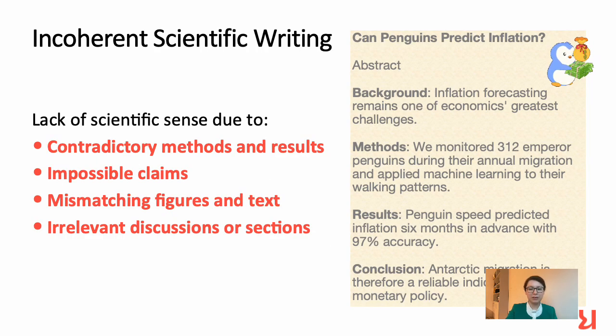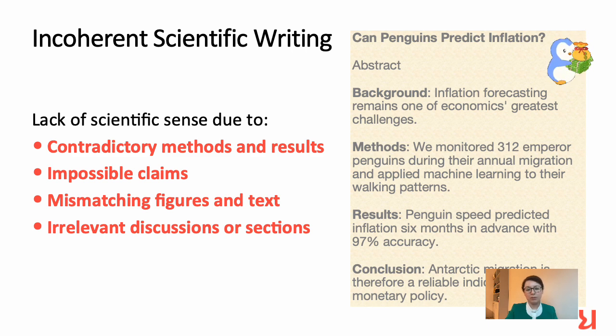Let's look at a deliberately exaggerated example. Imagine opening a paper claiming that the walking speed of the emperor penguin predicts global inflation with 97% accuracy. This humorous example illustrates that LLMs do not automatically understand whether hypotheses are meaningful. That responsibility belongs to researchers, reviewers, and editors.